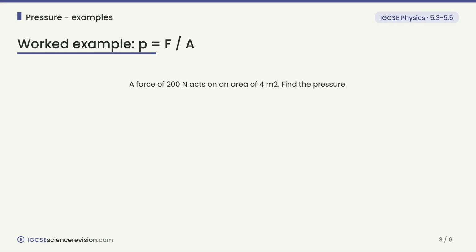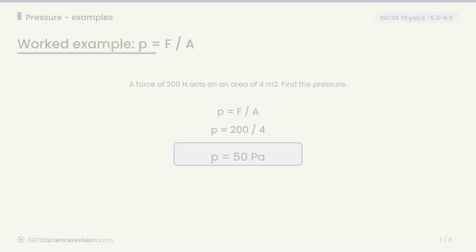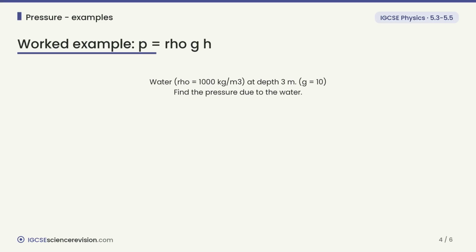Let's find a pressure. A force of 200 newtons acts on an area of 4 square meters. Write the equation. Pressure equals force over area. Substitute 200 divided by 4. That's 50 pascals.